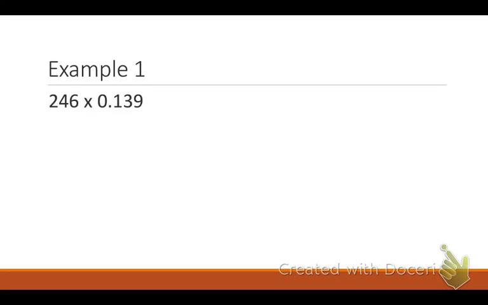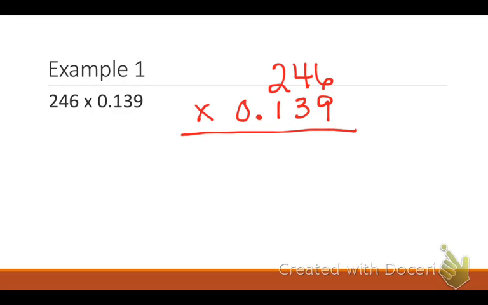Alright, first example. We have 246 times 139 thousandths. So again, I'm lining up the last digits, not the decimals. I'm going to multiply like I normally would. So 9 times 6 is 54. And 9 times 4 is 36 plus 5 is 41. 9 times 2 is 18 plus 4, 22.